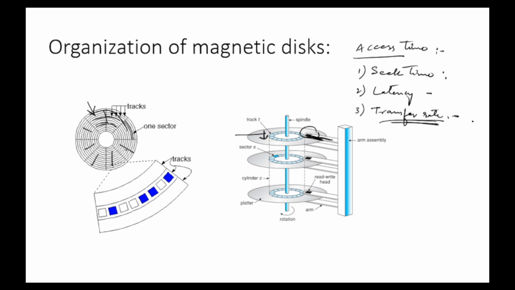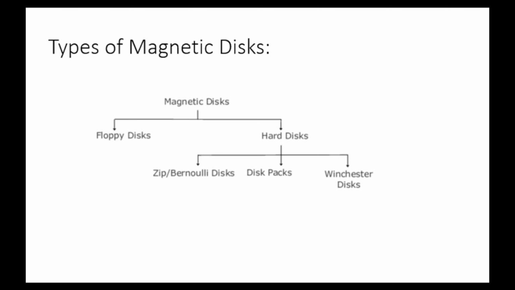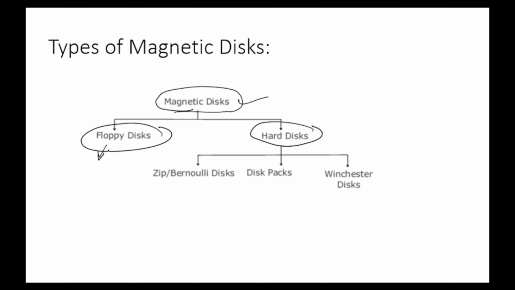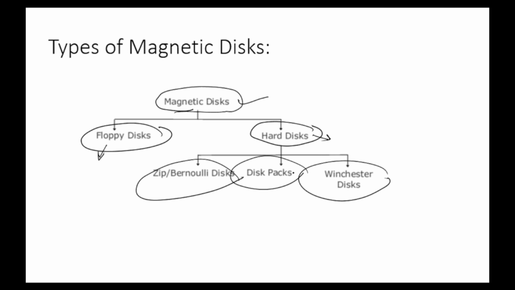I hope you have understood till now. Now we will be focusing on the types of magnetic disks. What are the different types of magnetic disks? We will read them one by one. This is the magnetic disk portion. In it we have floppy disks and hard disks. We will read floppy disks and hard disks, but in hard disks we have zip or Bernoulli disks, disk packs, and Winchester disks, and we will see them separately also.